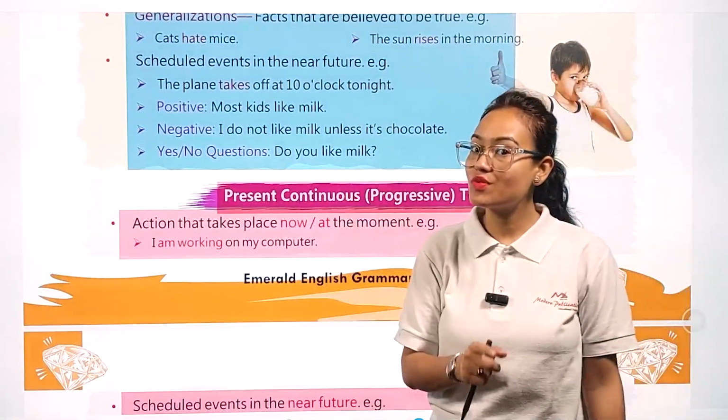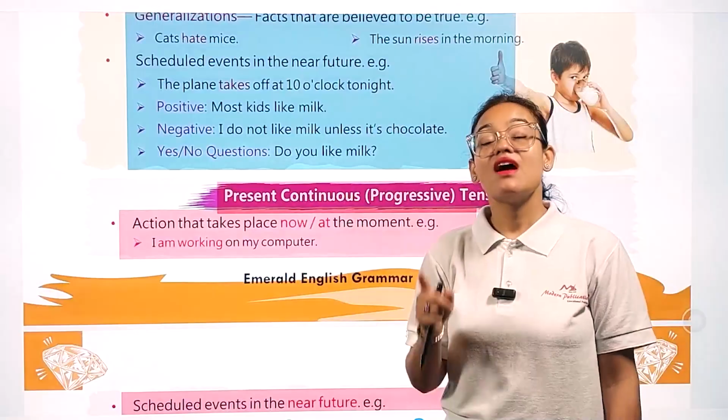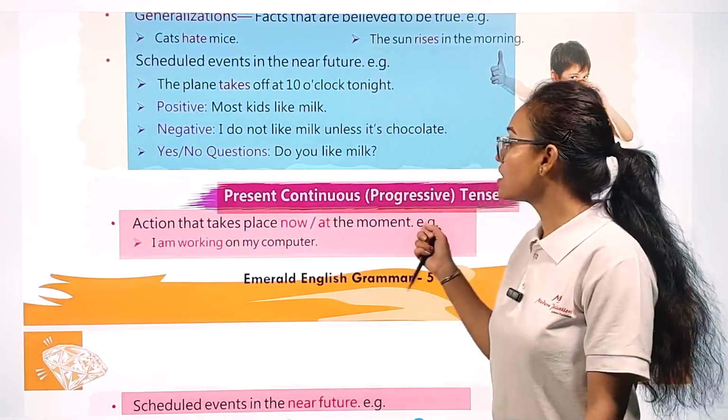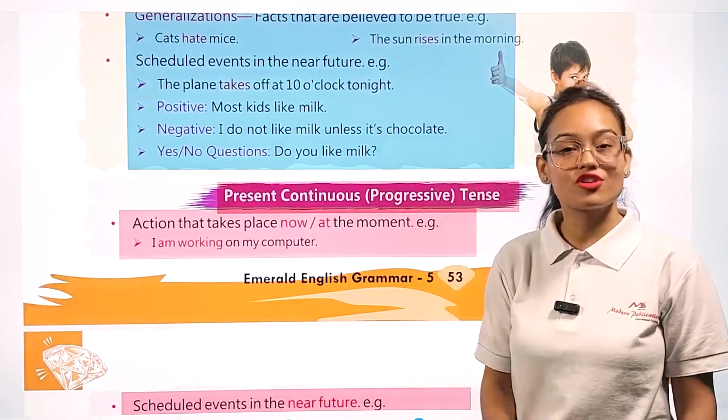Now, what is the meaning of present continuous tense? Remember this thing: action which is ongoing right now is called our present continuous or present progressive tense.